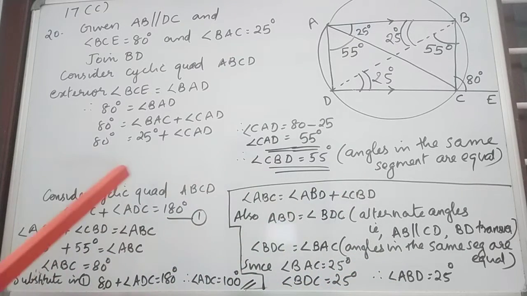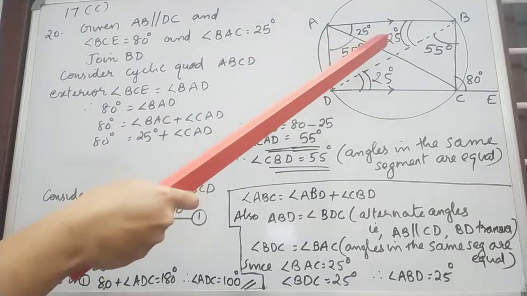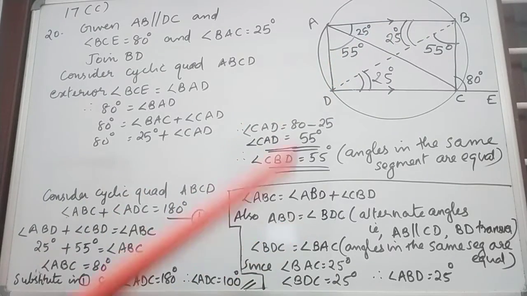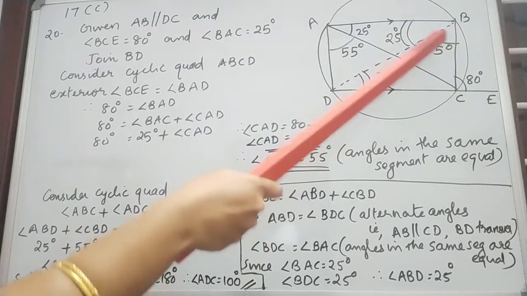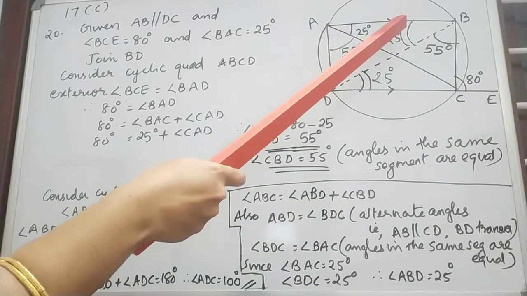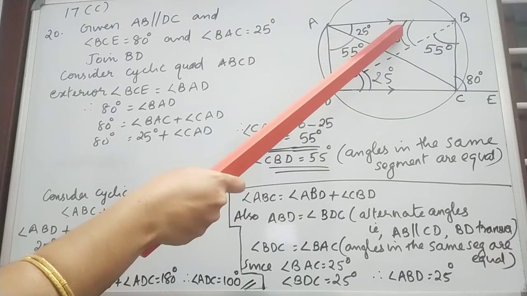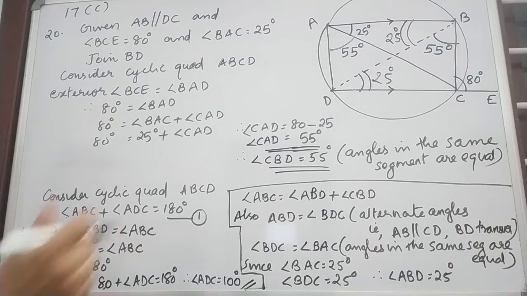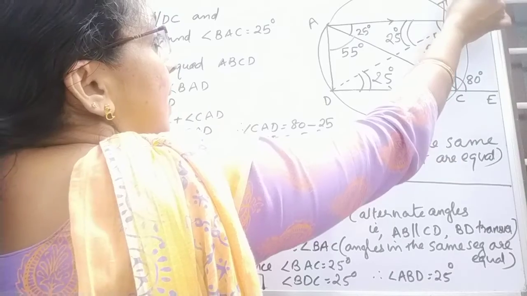So now what do we discuss? Consider the cyclic quadrilateral ABCD. We know opposite angles of a cyclic quadrilateral are supplementary. So angle ADC plus angle ABC is equal to 180 degrees. Now we got ABC. ABC is what? 55 plus 25. ABC is 80 degrees.